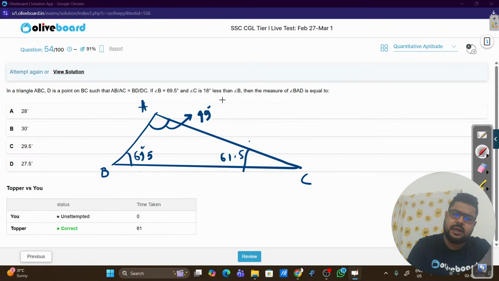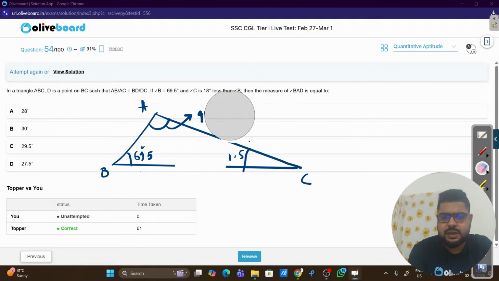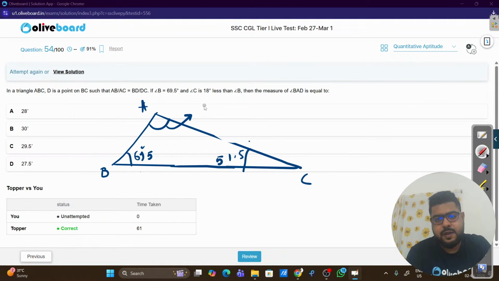One second, am I doing it correctly? I have made an error, this will be 51. My mistake. This will be 51. 18 less, so that means this is 6 and 5, 11, 12. 121, meaning this is 70, 69 degrees. One second, what did I miss? 121 is gone. So 60 degrees, 59 degrees.